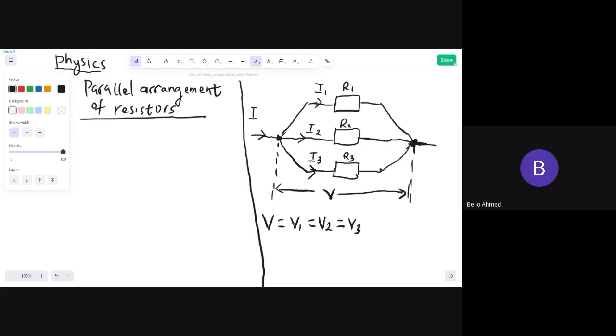Now, what again? The total current, this current here, is the total current entering this junction.